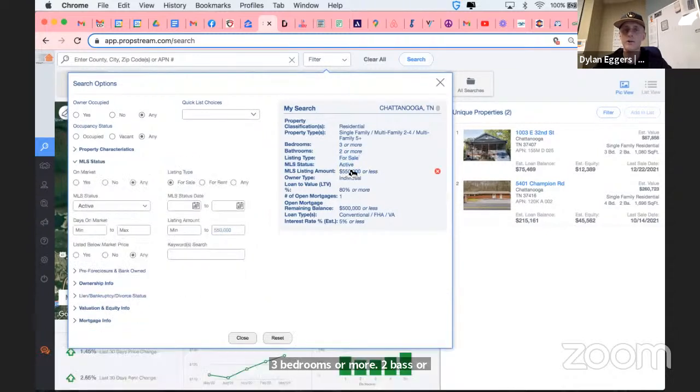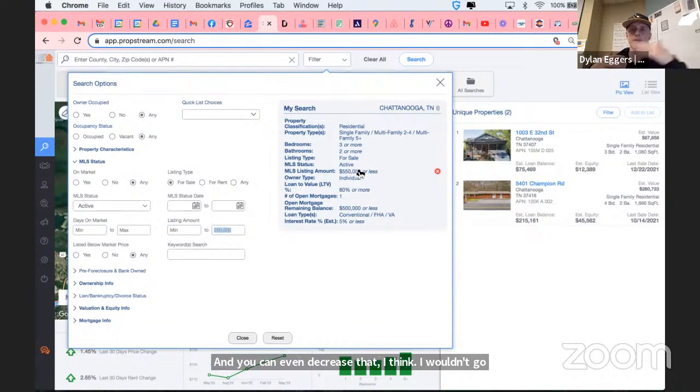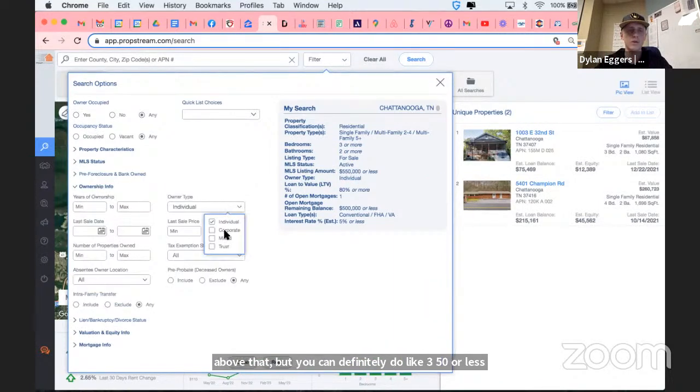Listing amount is 550,000 or less, and you can even decrease that. I wouldn't go above that, but you can definitely do like 350 or less. That's a better price range to stick to. Owner type, I have it as individual, but you can do corporate, mix, trust, it doesn't matter.